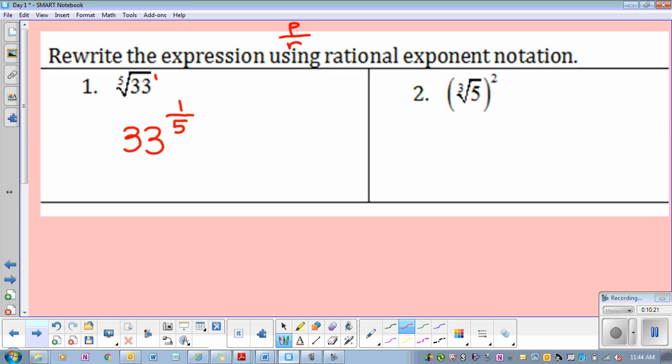Okay, so let's try number 2. What is this? 5 to the 2 thirds. I see what you're saying. It's okay. Questions? It's the easy stuff.